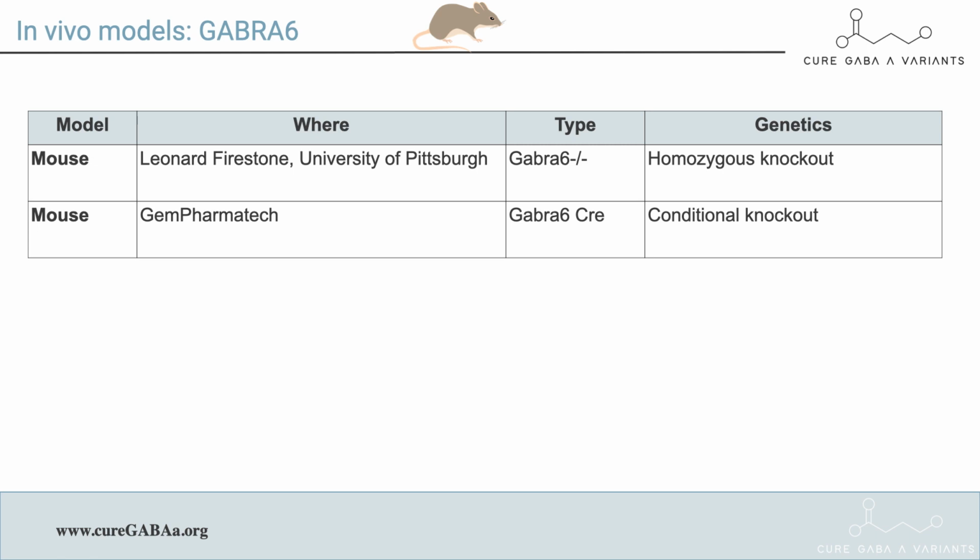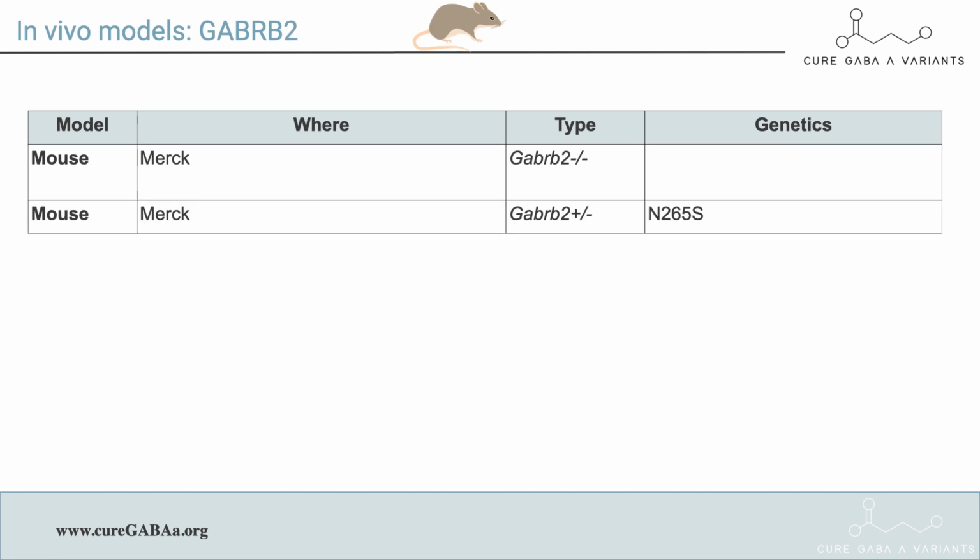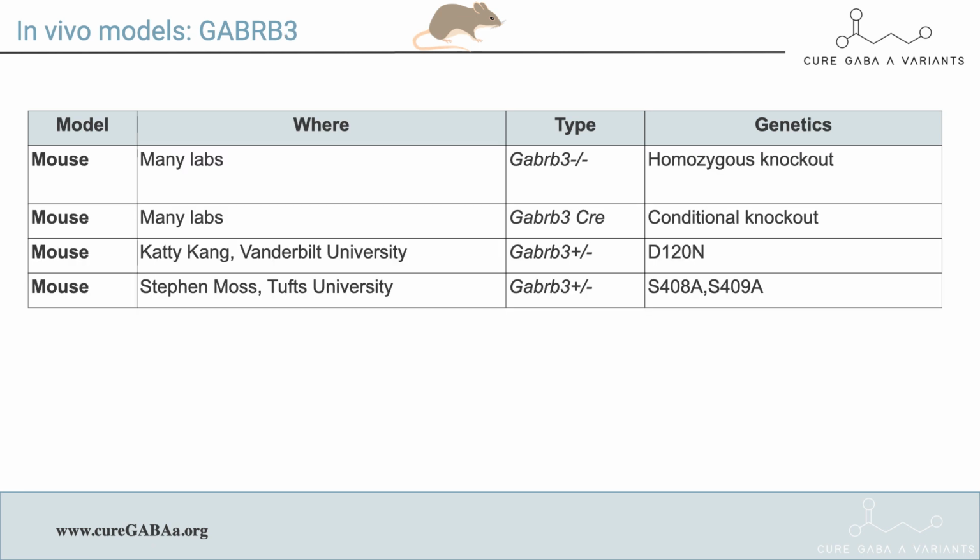Alpha-6, not very much. Then for beta-1, I actually was not able to find any models at all. So this seems to be a gap that we have, where it might be worth developing a beta-1 mouse model so that we can understand more about that phenotype. Beta-2, not much. Beta-3, there were a few more, multiple people studying the knockout, and I found that the conditional knockout was also being used by a number of labs.